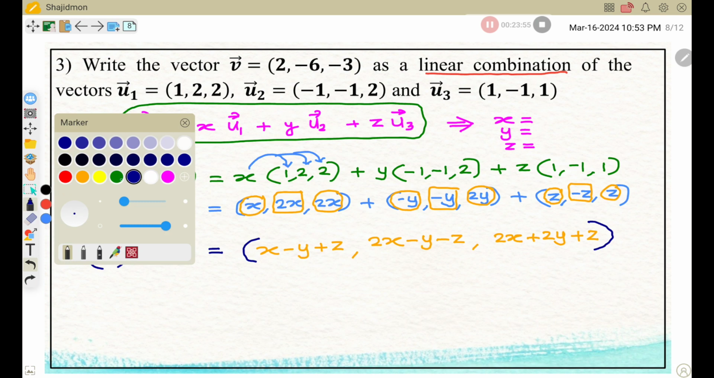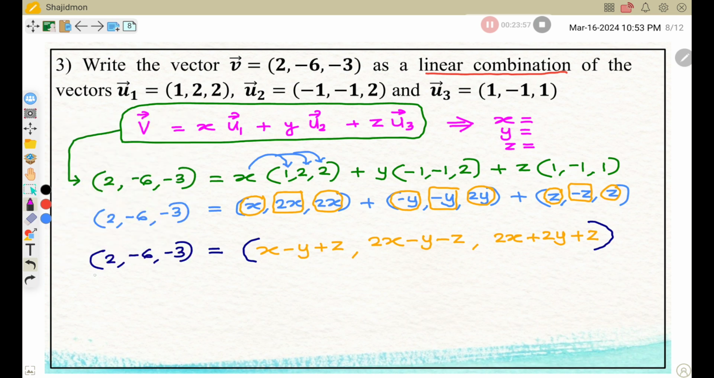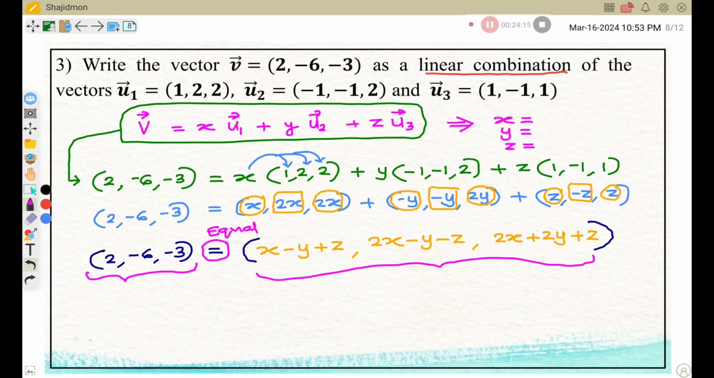Now what happened in this step? On the left side we have one vector, on the right side we have another vector. In between, what is the sign? Equal, correct? So these two vectors are equal. When we say two vectors are equal, the first number should be the same, the second number should be the same, and the third number should be the same. That is the meaning of vectors being equal. So equate first term, second term and third term.